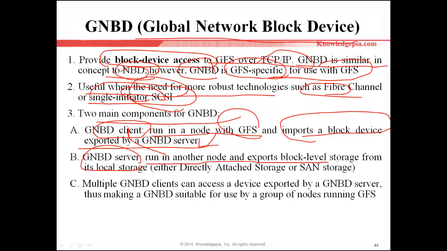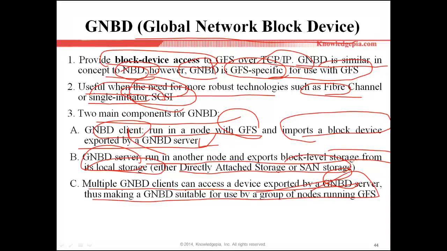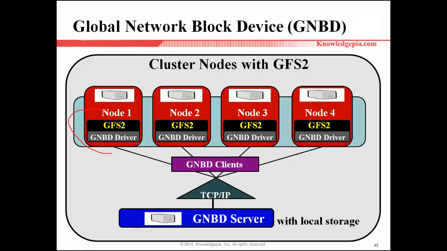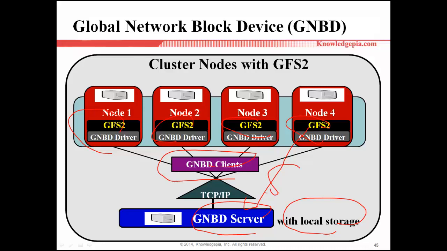On the node, it exports block-level storage from each local storage. And normally this kind of local storage can be directly attached storage or SAN storage. Multiple GNBD clients can access the device exported by the GNBD server, and this makes GNBD suitable for use by a group of nodes running GFS. So here, GFS2 will access the GNBD server as a GNBD client. And this GNBD server can use local storage or SAN as well to supply the service to the GNBD client.